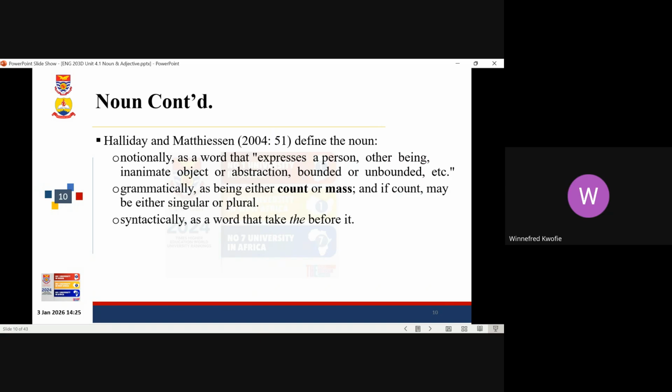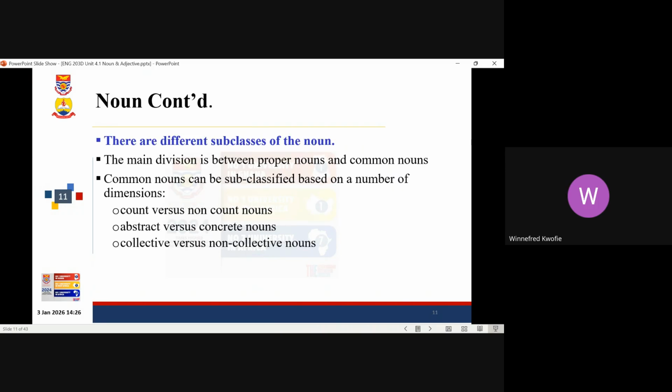And then grammatically, we can look at a noun as being either count or mass, and if count, may be either singular or plural. Now, when it comes to a noun, I'm sure you will not have much issues with it, as I saw last week. So notionally, we are referring to a word that is used to express a person or name a person or an object or whatever. So noun comes in different classes. In other words, there are different classes of nouns.